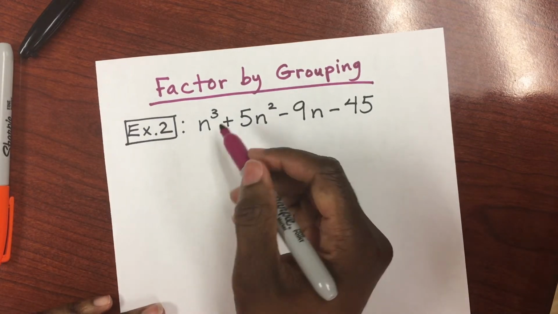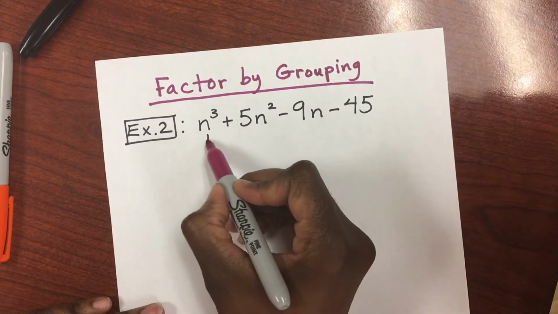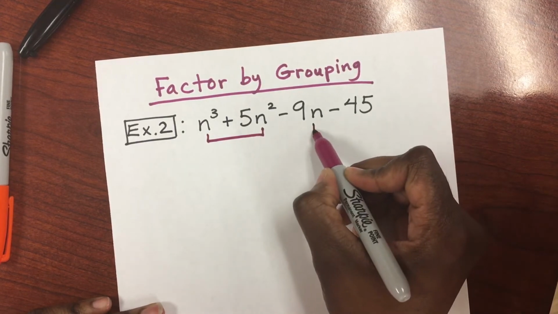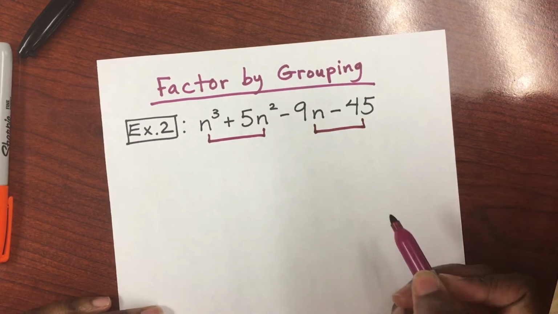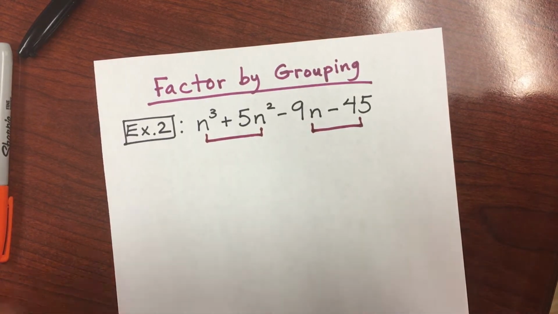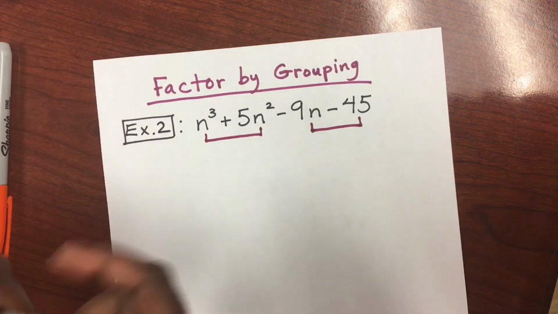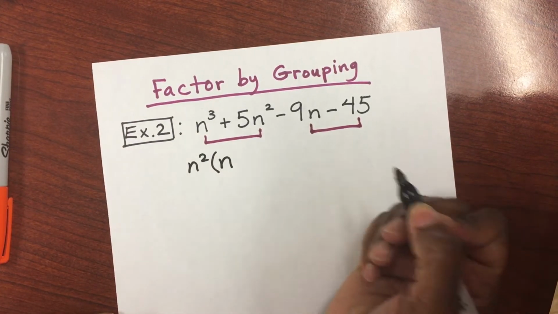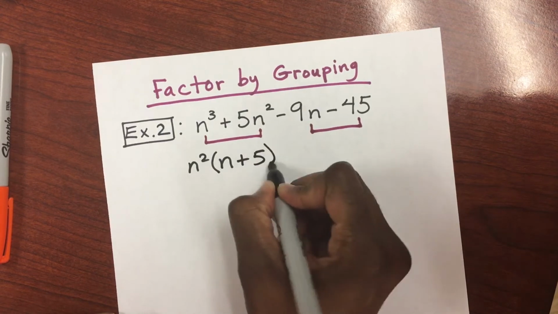We are going to factor again by grouping, because these two have a greatest common factor we can factor out, and these two terms have something in common. What do you think? 9, you're right. So let's factor out what we have in common. N squared, that's our greatest common factor, and we have left n plus 5.